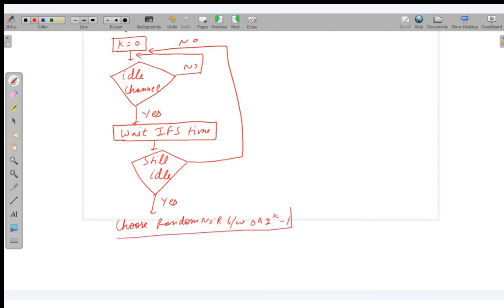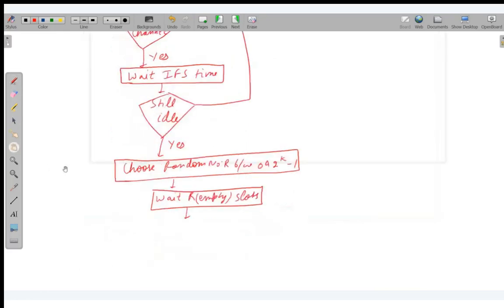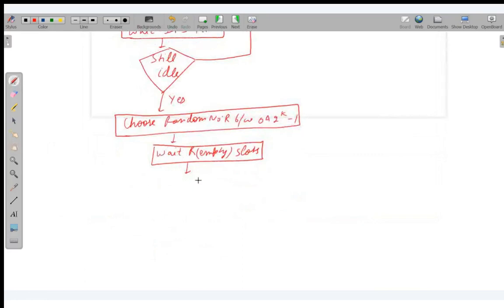We will choose a random number R between 0 and 2 power k minus 1. Wait R slots, and in brackets I have written empty because we want to wait for empty slots. And then send the frame. After that we will send the frame. After sending we will wait for timeout.